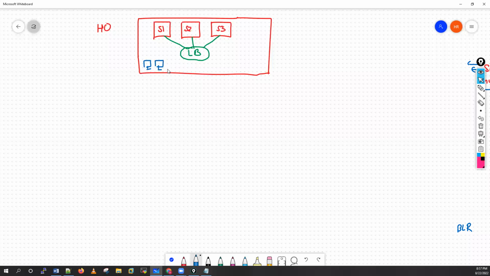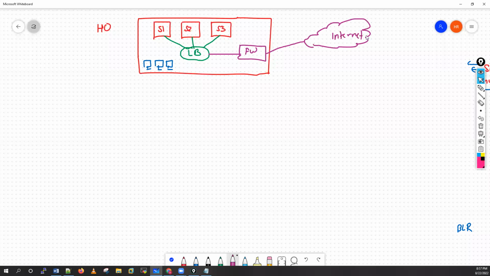Now, for security from any kind of threats, I have a firewall here. Let's suppose this is my firewall. This load balancer has connectivity with the firewall, and this firewall has connectivity with the internet. So this is your internet ISP provider, or let me go like that. Let me write down the internet here.